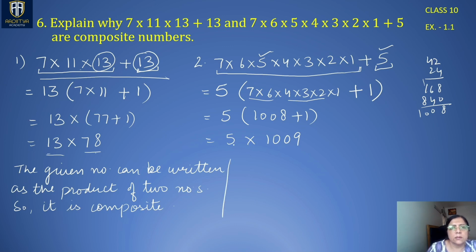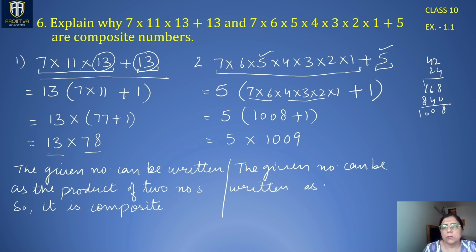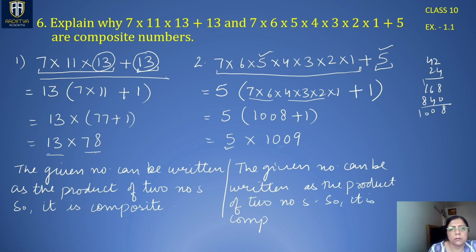Since again the whole expression can be written as the product of two numbers, the given number will be divisible by both 5 and 1009. So we cannot say it is a prime number. It is composite, right? So to prove a number composite, we just need to prove that it can be broken down into factors, or it can be written as the product of two or more numbers. Then it becomes a composite number.